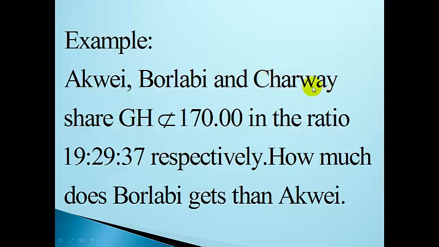And the third person, that is Chawi, corresponds to the third ratio, that is 37. That is the meaning of the respectively. That means that the first person corresponds to the first ratio, the second person corresponds to the second ratio, and the third person corresponds to the third ratio.